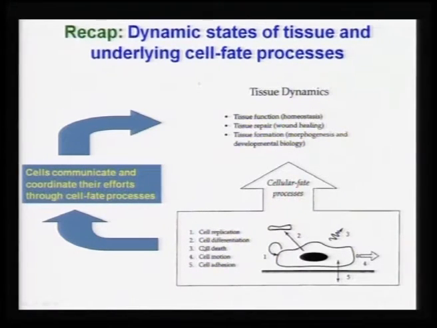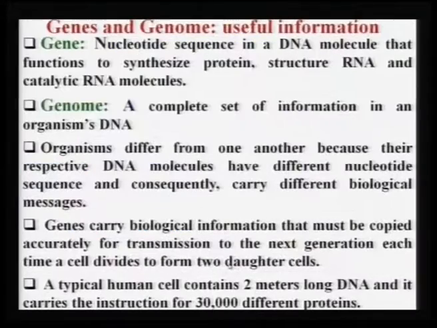Now, as I have explained to you earlier, cell communication via different cell signaling processes is important in all these cell fate processes like replication, differentiation, death, migration and adhesion. Now, as differentiation is known as differential gene expression or differential cell functionality, we should first know what a gene and genome are. Therefore, this slide provides you some useful information.